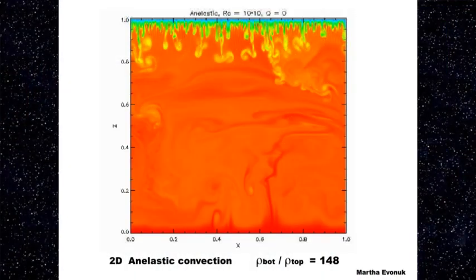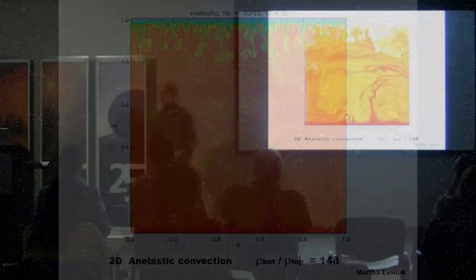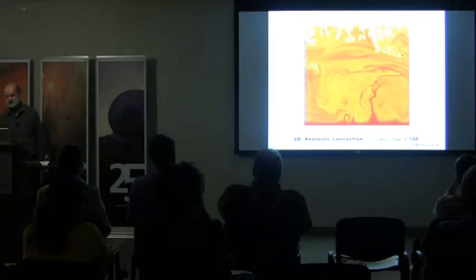But in a giant planet, you have a variation. Here, the background density down here is 148 times larger than it is up here, which is more realistic. What happens now is the fluid again rises, but as it rises, it expands because the density is decreasing. And likewise up here, when it sinks, it contracts. So you get a very different velocity profile.